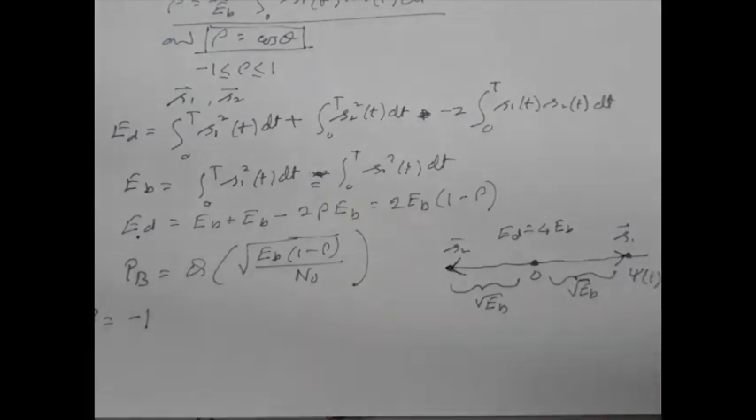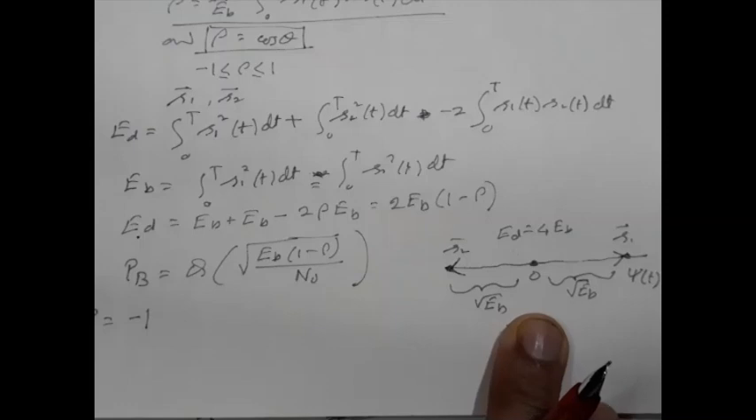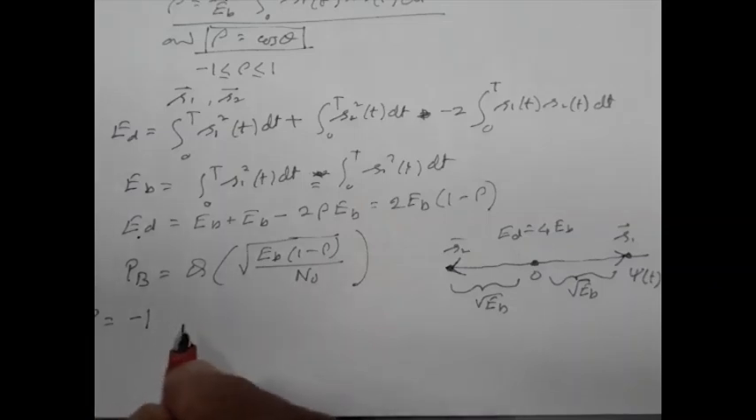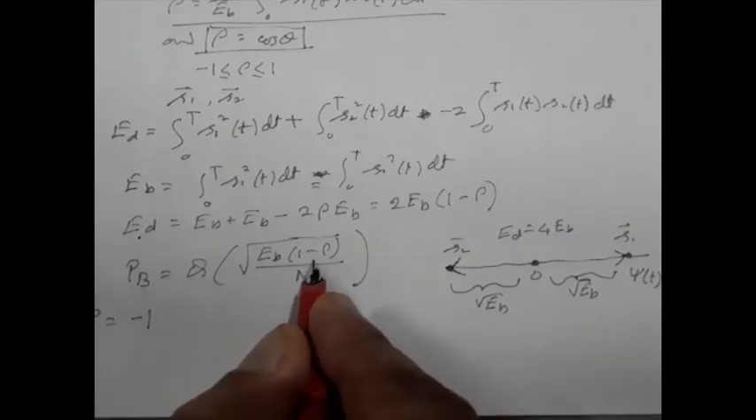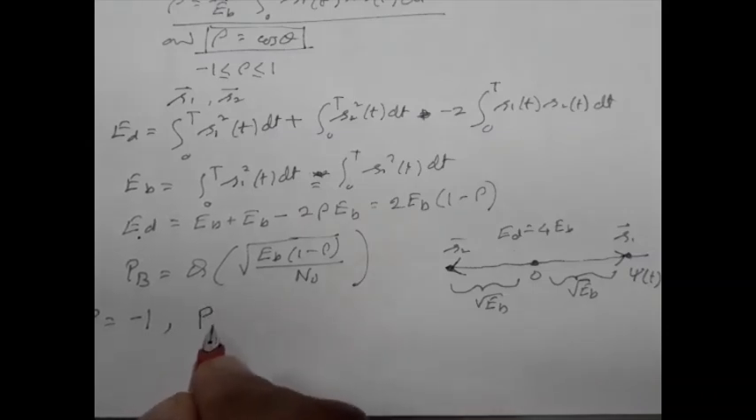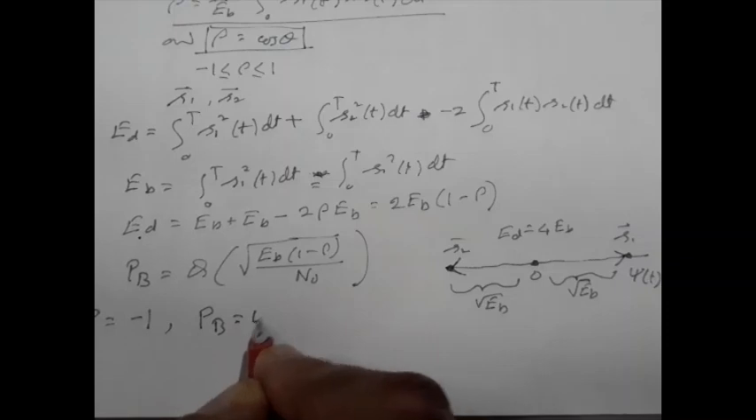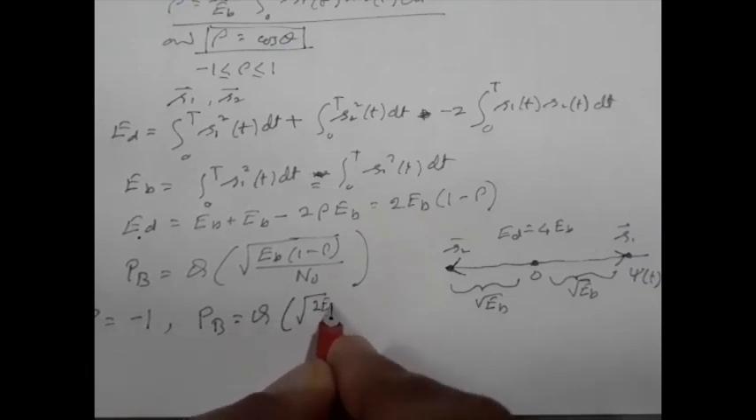So this is one example where rho equals minus 1, and if we put rho equal to minus 1 right here, the corresponding PB will be equal to Q of root over twice EB by N0.